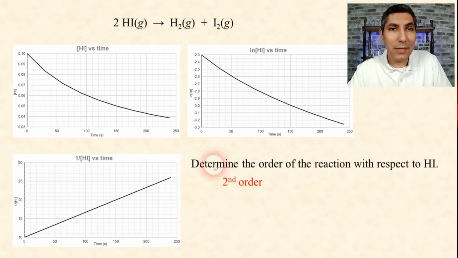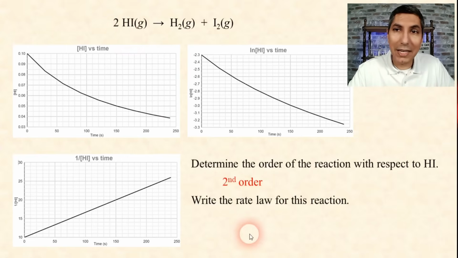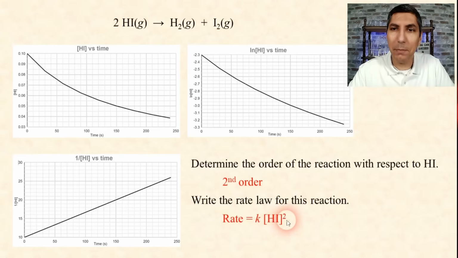Now, as it turns out, this is the only reactant in the reaction. So writing the rate law is pretty easy at this point. It's just rate equals K times HI to the second power because it's second order. So that's how you can determine this graphically.